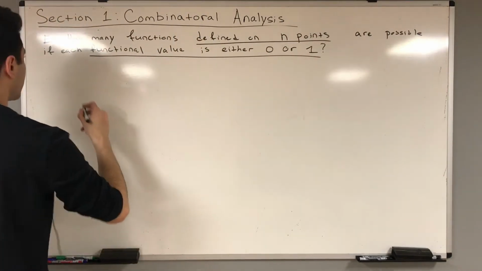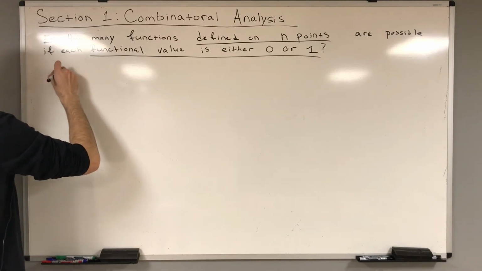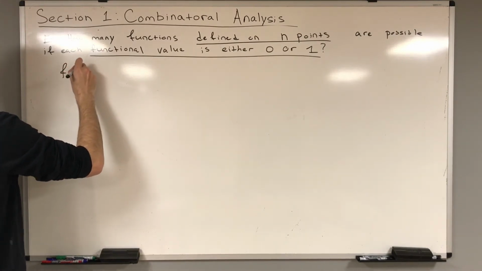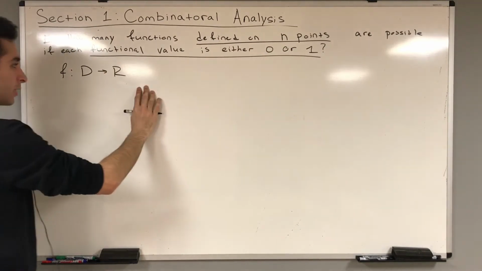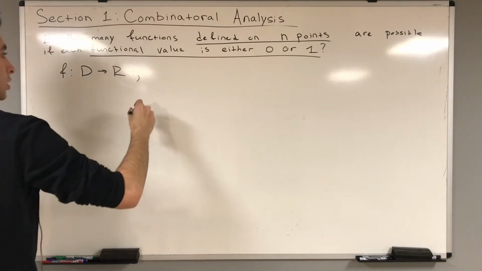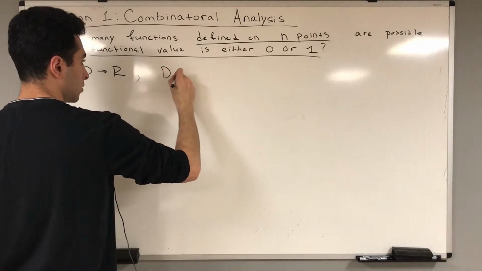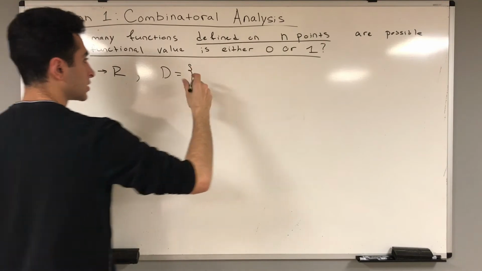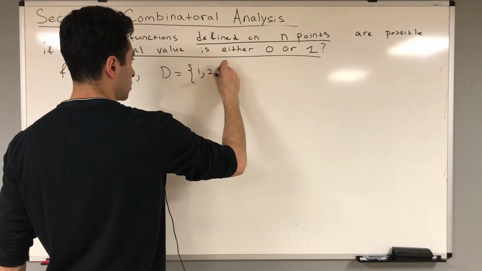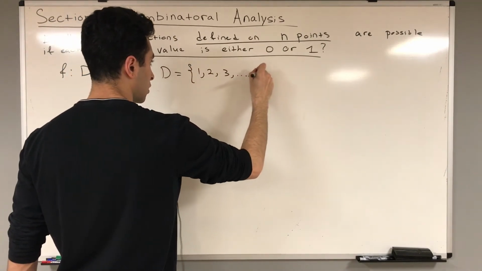So you have a function whose domain maps to its range. So your domain has n points: 1, 2, 3, up to n.